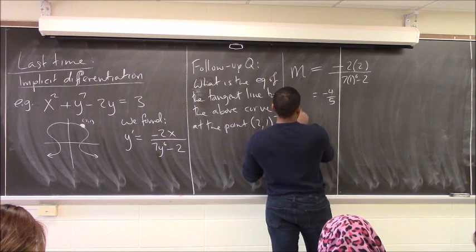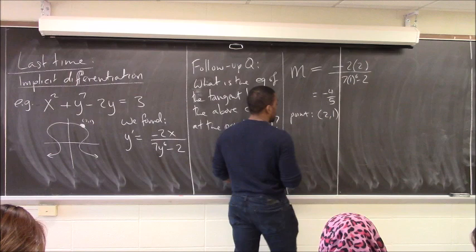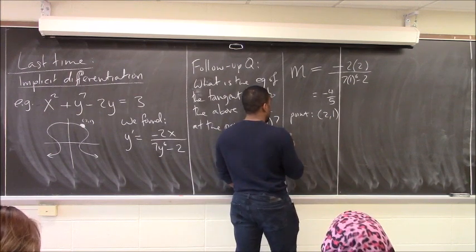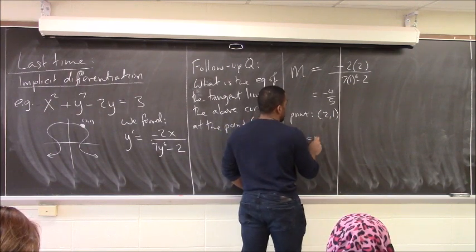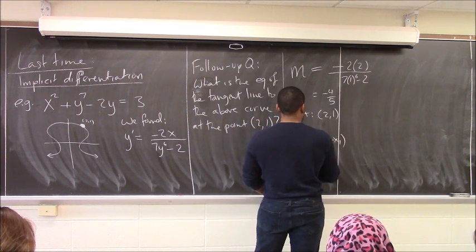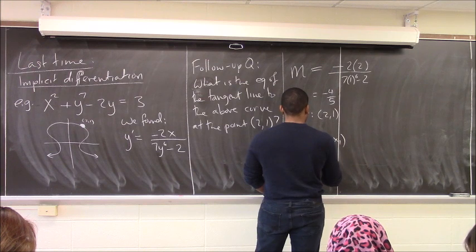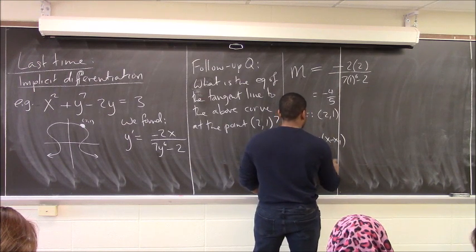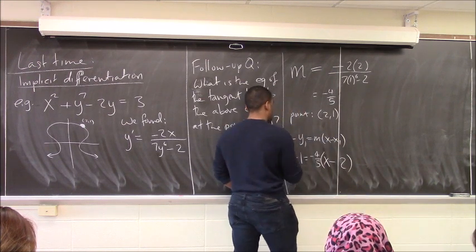Now, we already know the point. That is (2, 1). So now basically I can get the tangent line by y minus y1 equals m times x minus x1. So it's y minus 1 equals minus 4 over 5 times x minus 2.